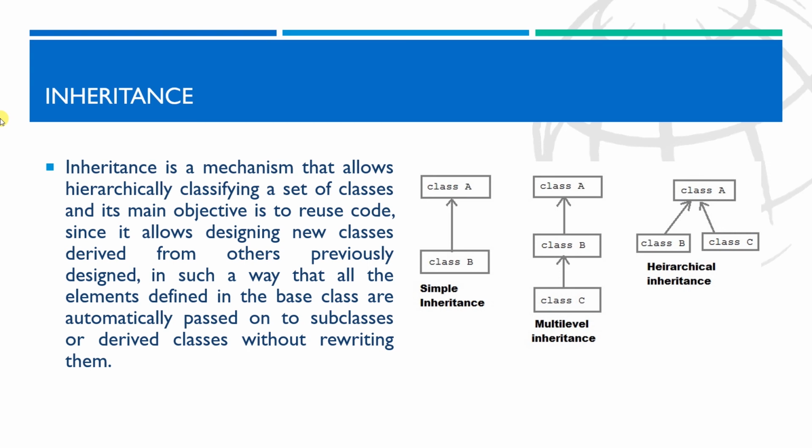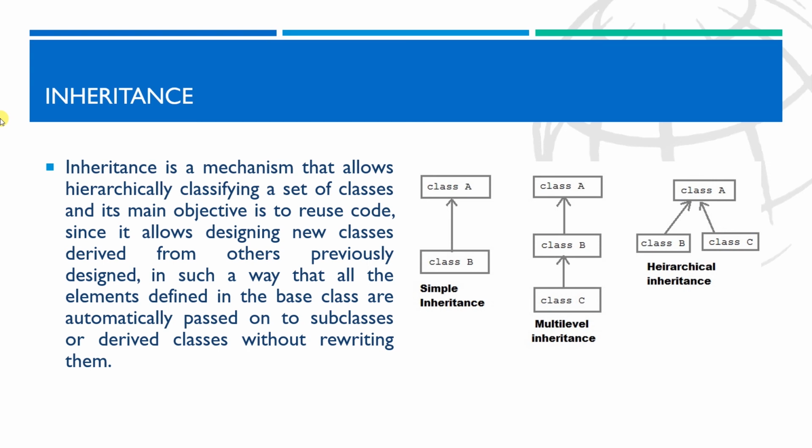In hierarchical inheritance, one class serves as a superclass or base class for more than one subclass. In this case, the class A serves as a base class for the derived classes B and C.